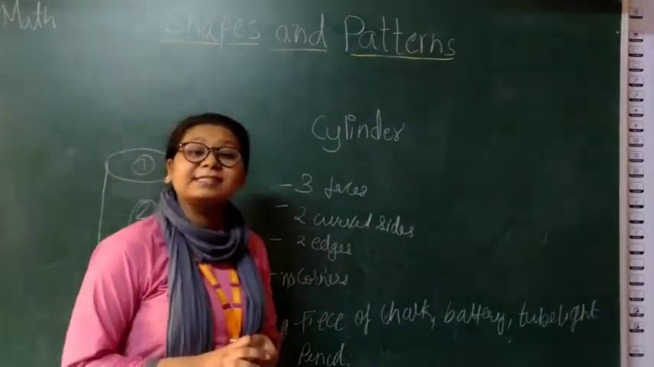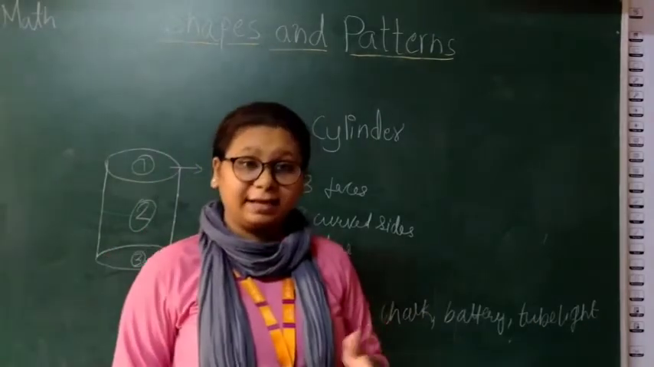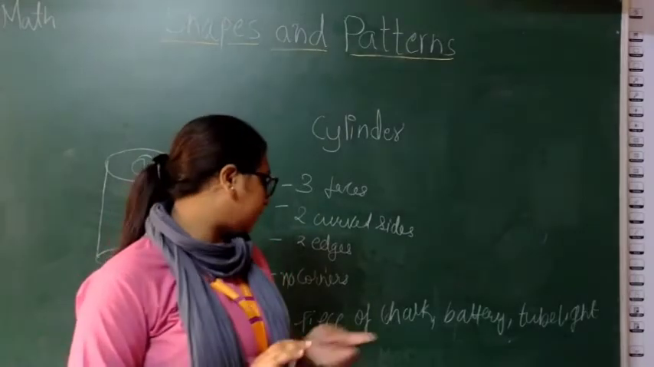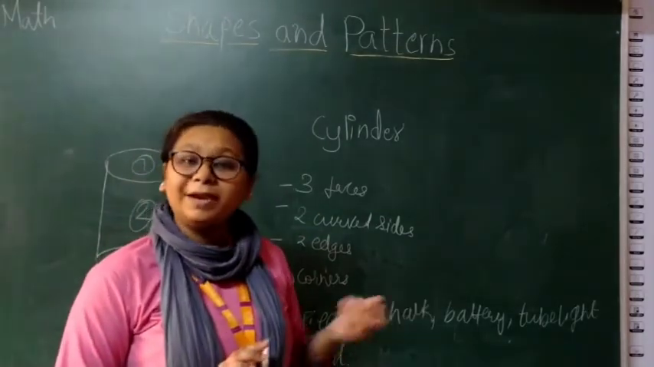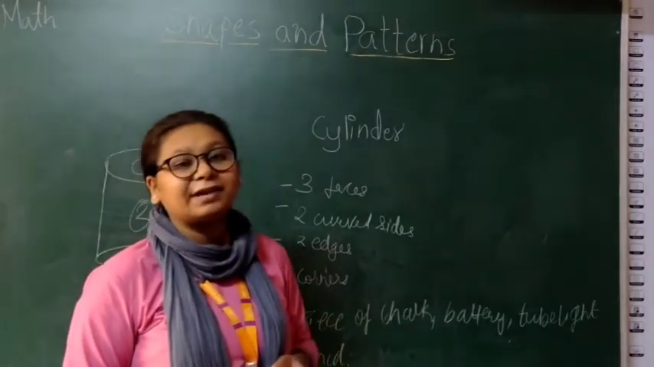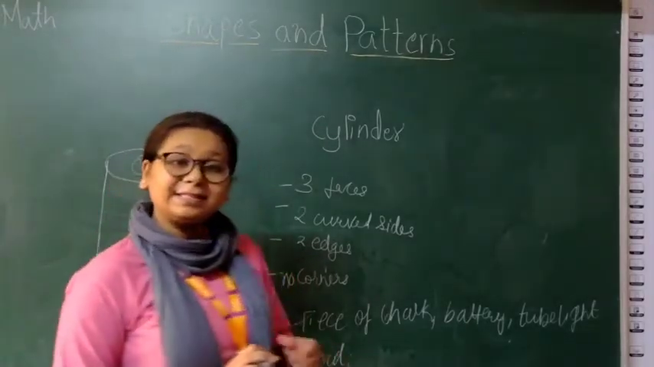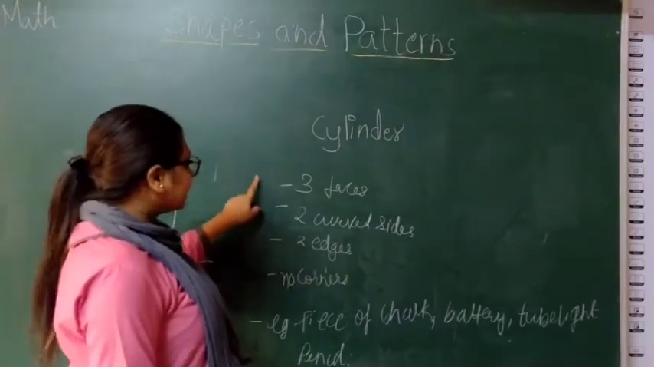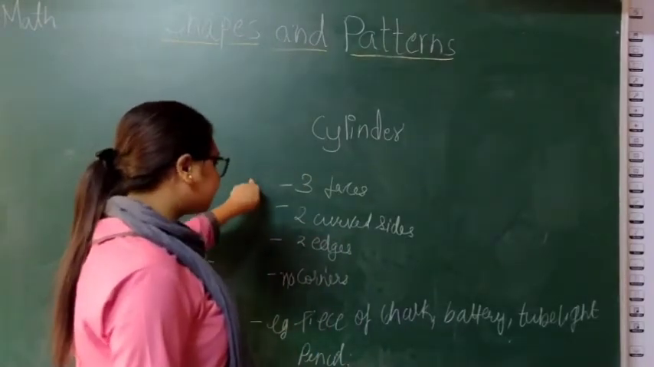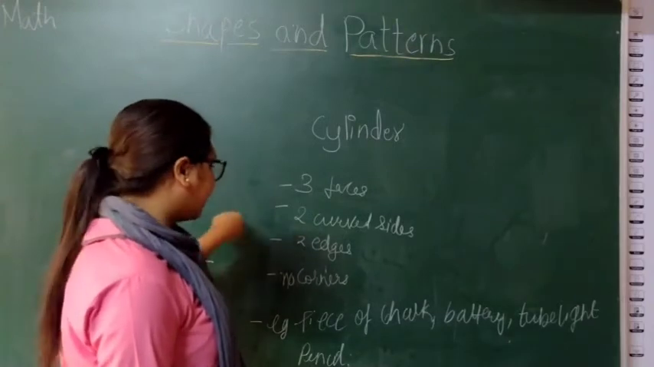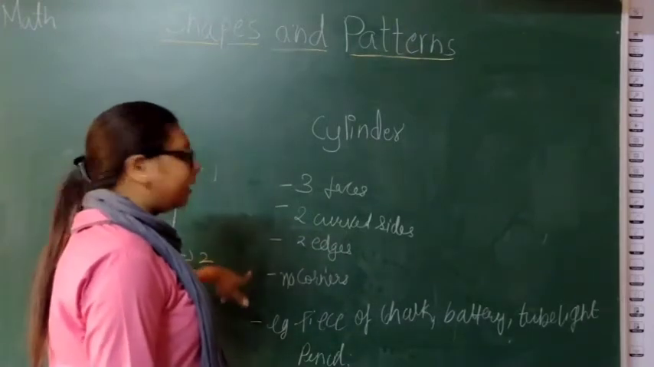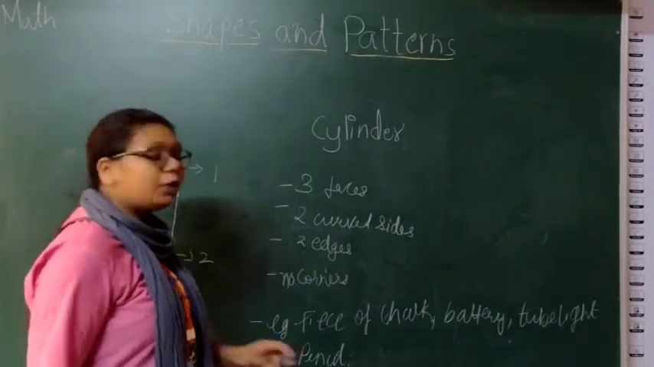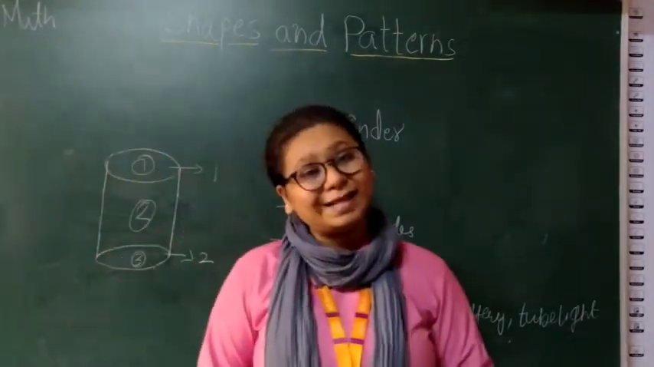Then a battery, a cell, which is used to operate anything, also has 3 faces and is a cylindrical object. Then a tube light, the tube light which you have at home, is also a cylindrical object. And a pencil is also a cylindrical object. So students, the cylinder has 3 faces, out of which 2 are curved sides. There are 2 edges to it, no corners. And the examples are a piece of chalk, battery, tube light and a pencil.